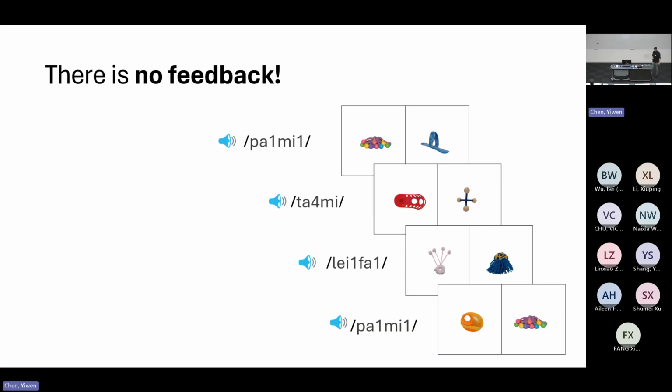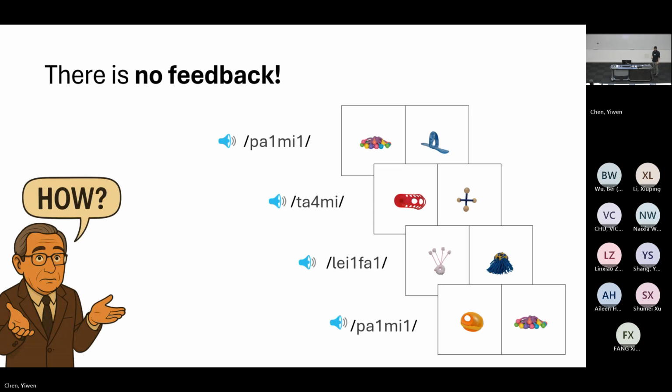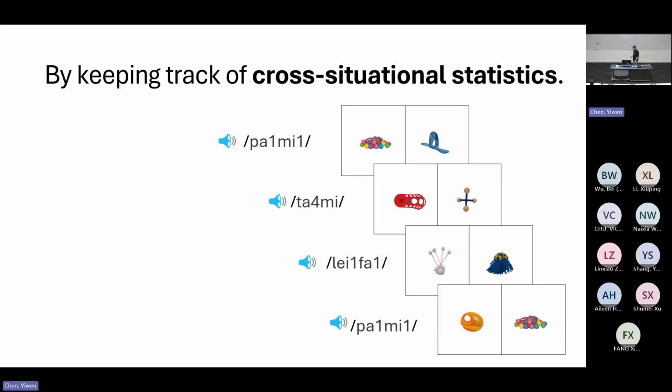So if you don't get feedback, how can you learn? You don't get feedback, and there's referential ambiguity. How can you learn this? The way you can learn this is by keeping track of cross-situational statistics. So cross-situational statistics means statistics across learning trials or learning situations. It's a type of implicit learning.